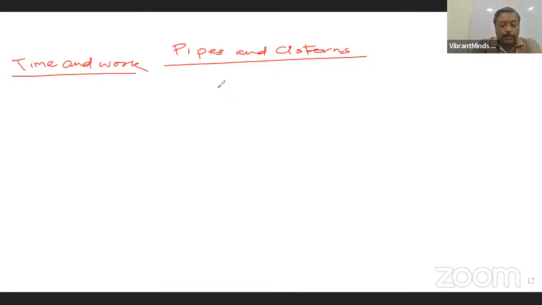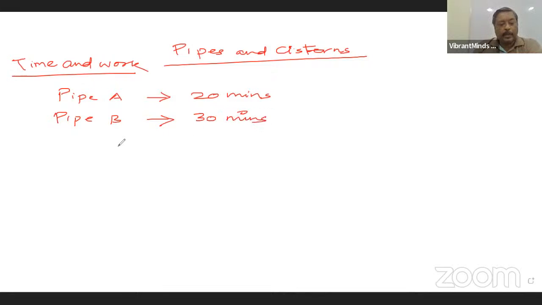Let's get to a question and then we will analyze it. Pipe A, let's say, can fill the tank in 20 minutes. There is another pipe B which can fill that same tank in 30 minutes. And there is another pipe C which can empty it in 60 minutes. When a pipe is emptying a tank, it is negative work.